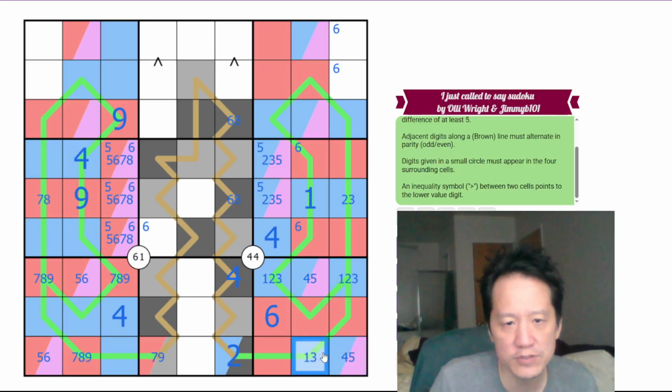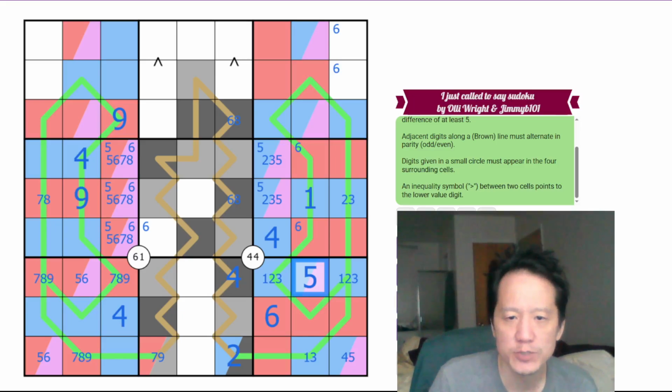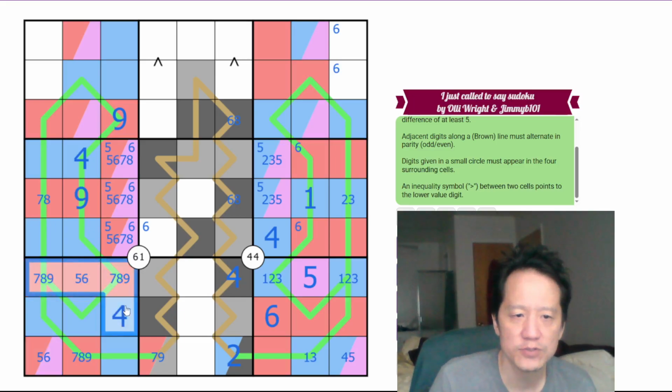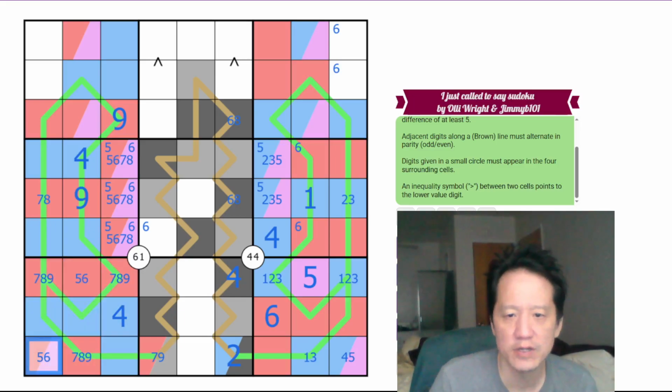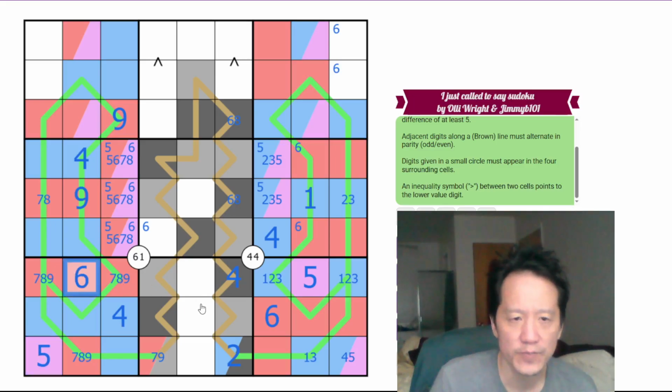This can't be 2, though. This can't be 4 because of this 4, so this must be a 5, which means it's not a blue. This can't be pink then, which means this, where is the pink cell in this box? It has to be here. So this is pink at a 5, and this must be 6 then.